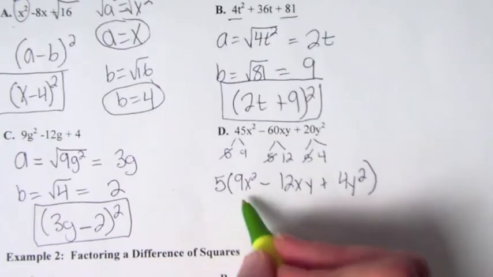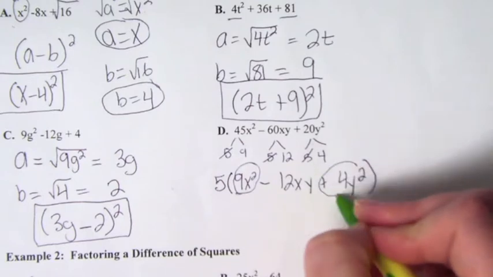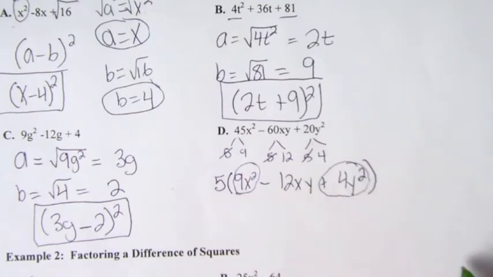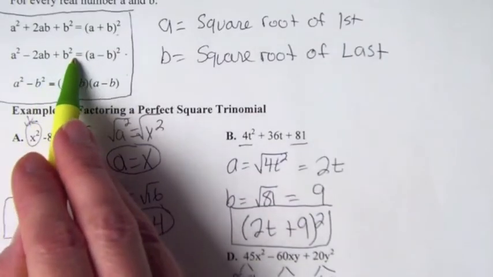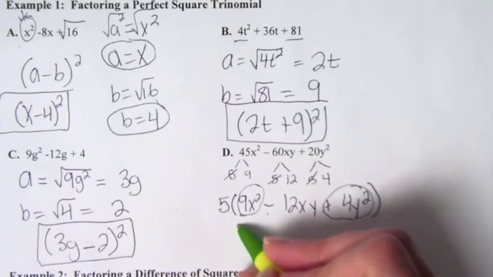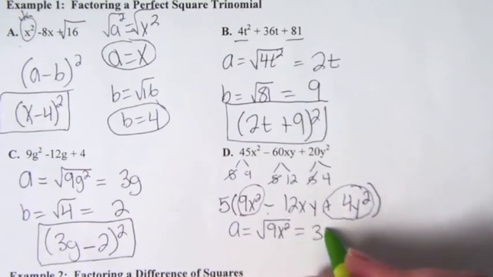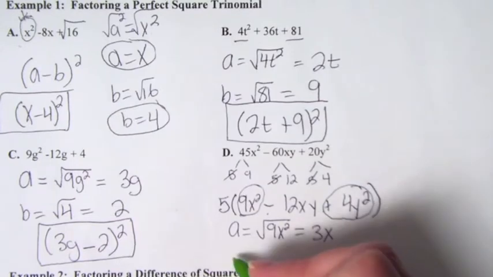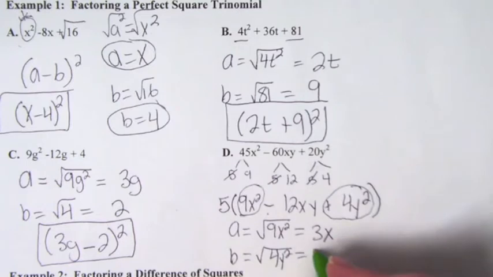Now we're going to look at this. If you look, 9x squared, that's a perfect square. 4y squared is a perfect square. So we have an a and a b. This is in the format where we have a minus, a plus, 3 terms, so we're going to use this formula right here. So a is the square root of 9x squared, which gives you 3x. B is the square root of 4y squared, which gives you 2y.